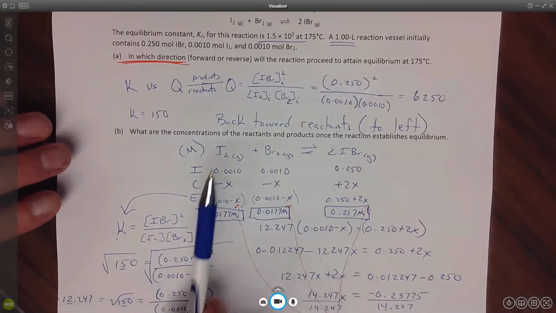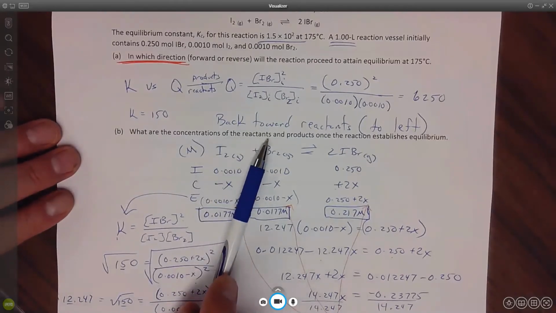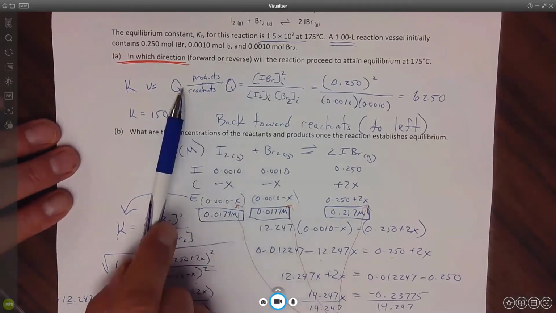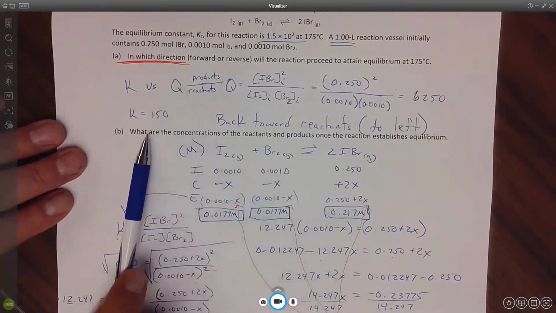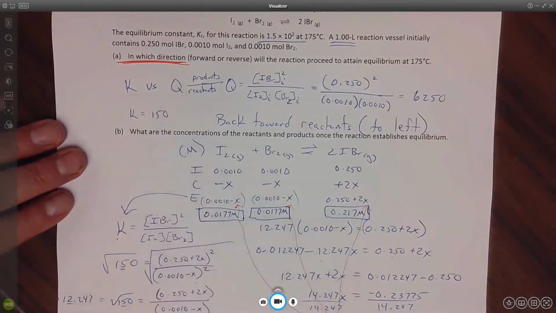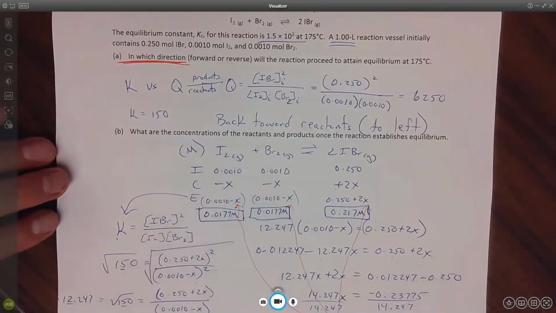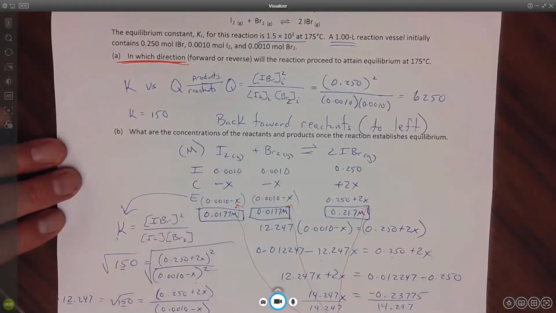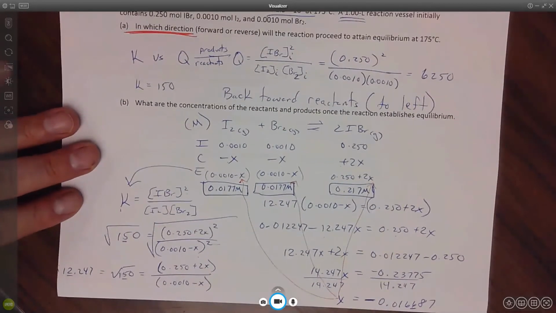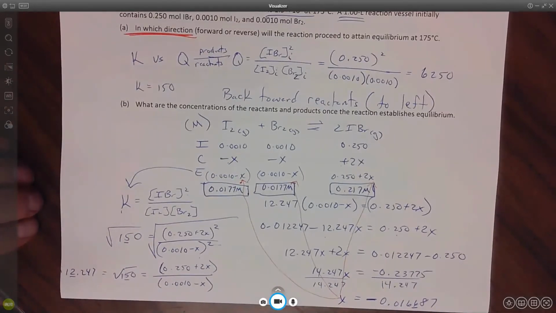So we already established that the reaction was moving back towards reactants since Q was greater than K. And we've seen that in the negative value of the x that we determined. Again, that negative told us that we were going back towards our reactants. We had too many products to begin with. So any questions about any of that good stuff?